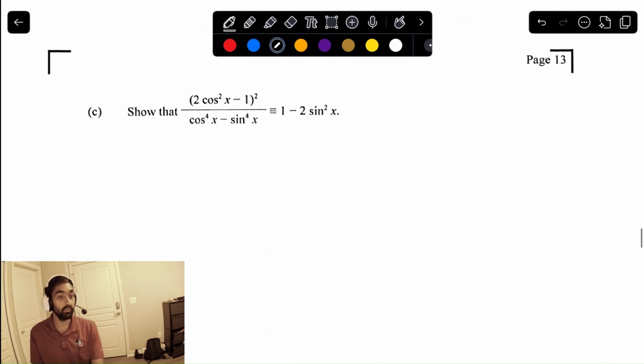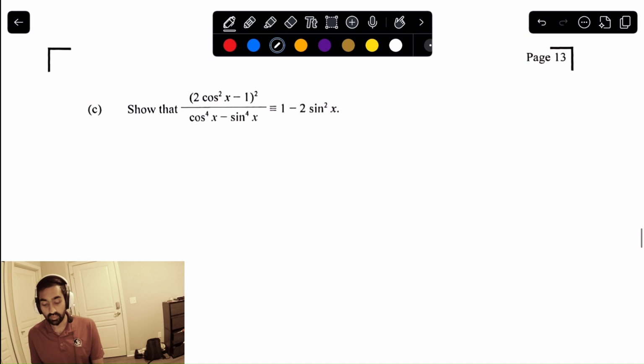Let's move on to the last part, which is a trigonometric proof. It asks us to show that (2 cos squared x minus 1) squared all over cos 4x minus sin 4x is equal to 1 minus 2 sin squared x. I suggest when you have to pick a side to start working with, you pick the side that's a little more complicated, because usually it just means that you have more things that you can work with on that side.